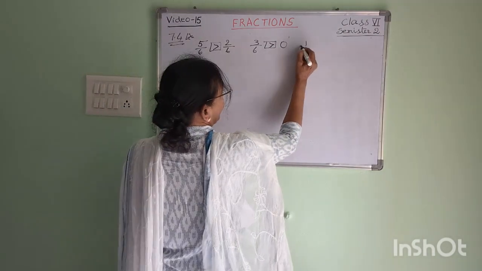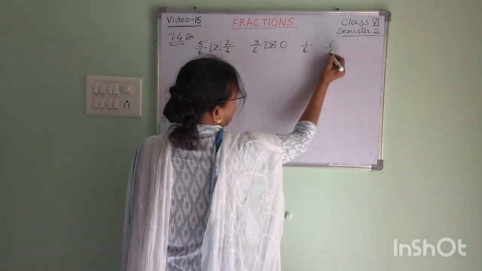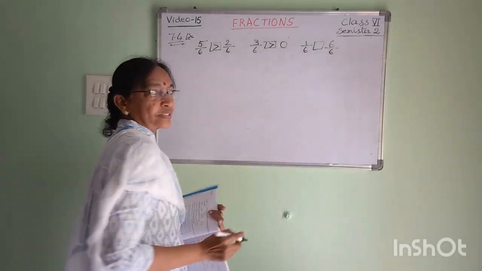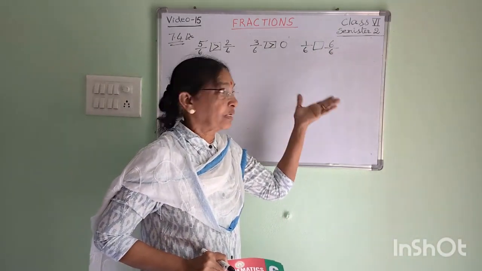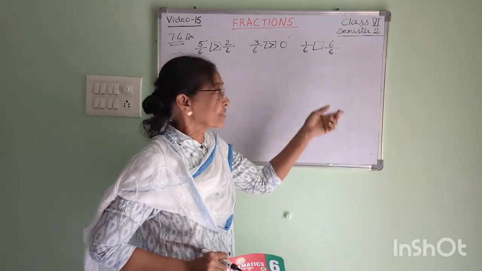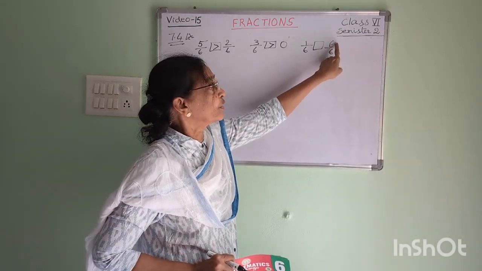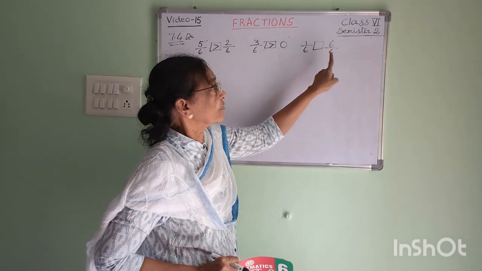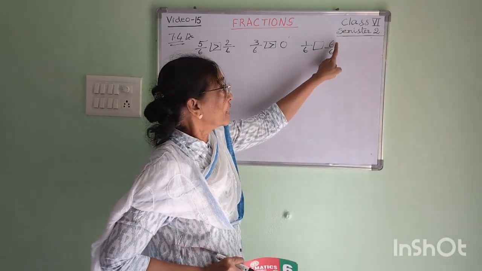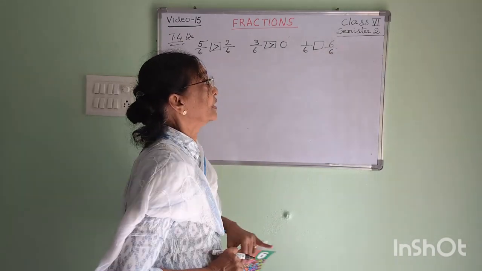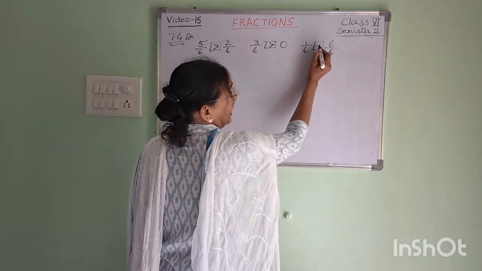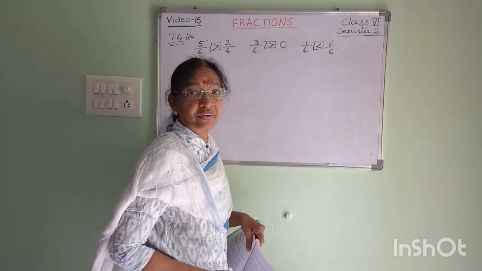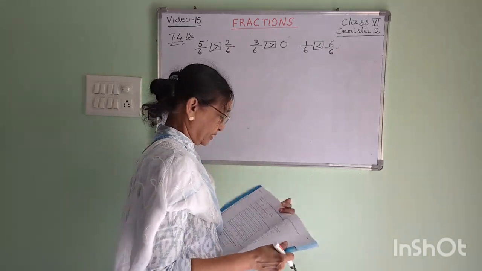And 1 by 6, 6 by 6. Here the denominators 6 and 6 are equal. Therefore, like fractions. 6 is greater in the numerators. Denominators are equal. Therefore, like fractions. Here numerator 6, therefore, 6 by 6 is greater, or 1 by 6 is less. So this is the symbol for less than. So 1 by 6 is less than 6 by 6.